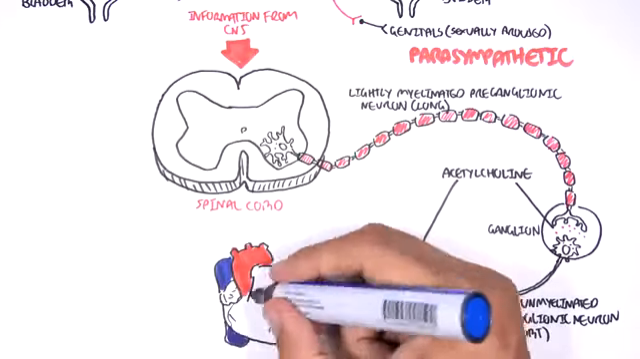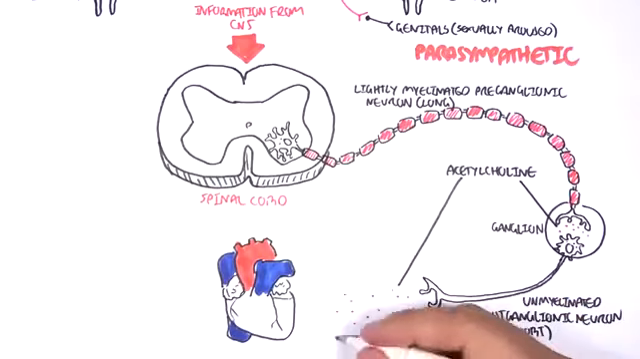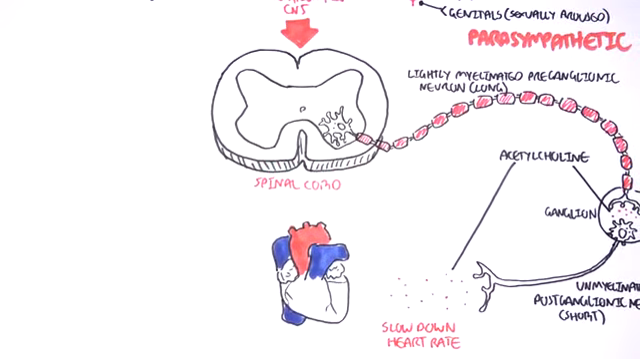Now, in this case, it's targeting the heart. So it will release acetylcholine to slow down the heart rate. But this image is not quite correct, because there's no ganglion when the parasympathetic nervous system targets the heart. But I hope you understand the concept and the difference between the parasympathetic and sympathetic. Anyway, now let's look at the sympathetic.